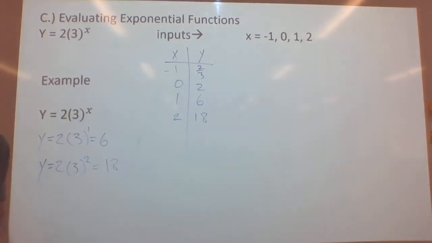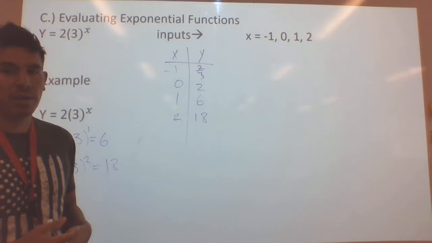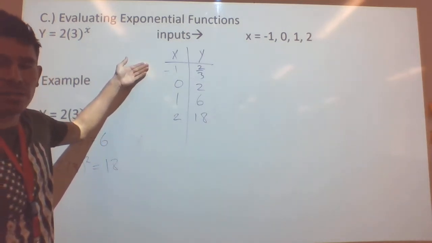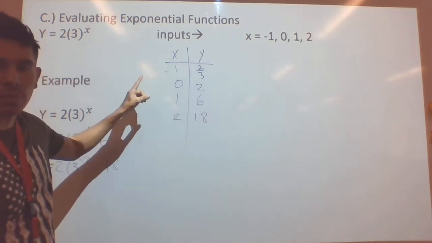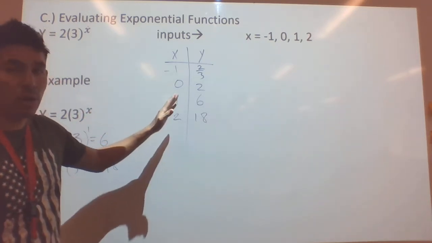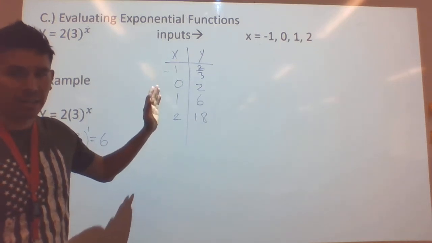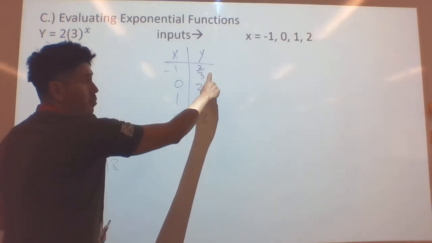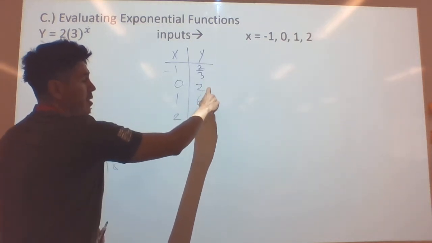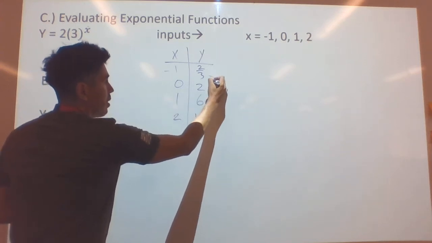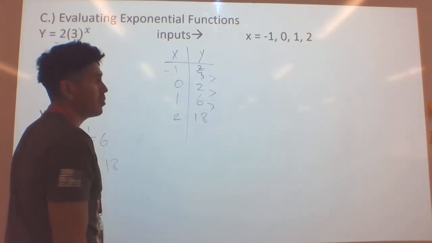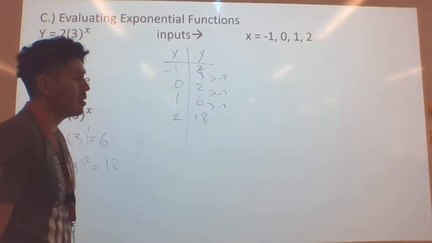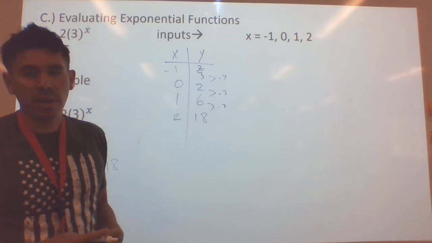Okay, so if we look at this trend now, this trend fits the characteristic of an exponential function. Why? Because my x values are going up at a constant rate, plus 1, plus 1, plus 1. My y values are going up by a common factor. What's that factor? Well, it's going up by a factor of 3. Multiplies by 3, multiplies by 3. We're multiplying by 3 every single time. And so again, this fits the characteristic of an exponential function.